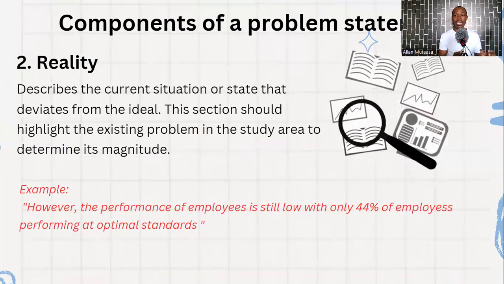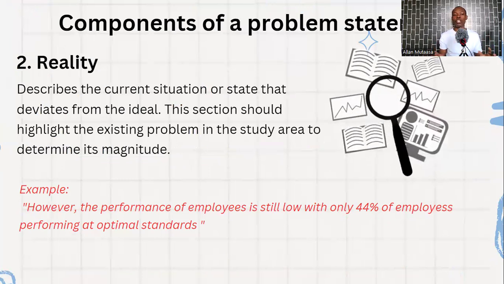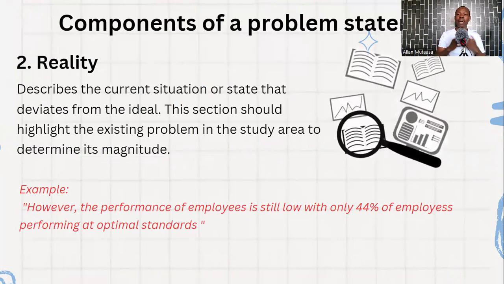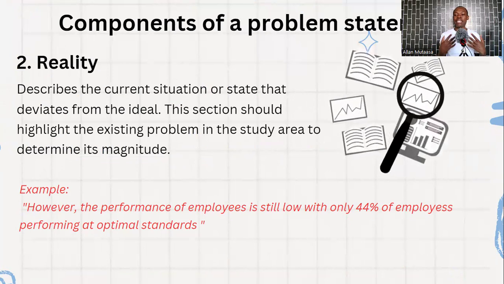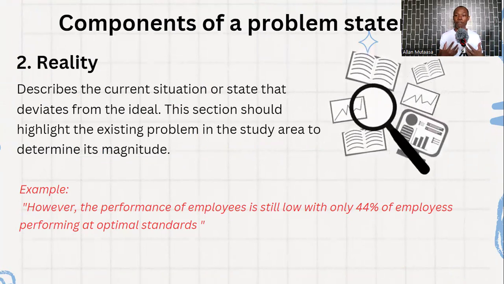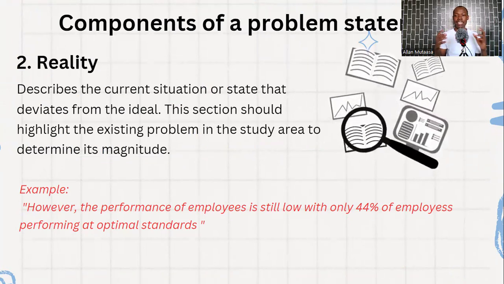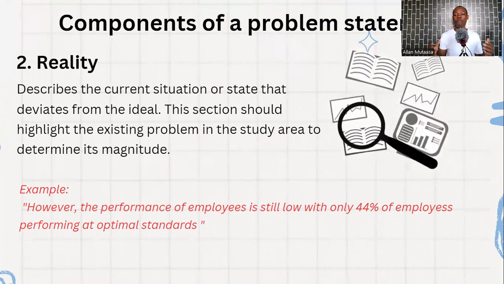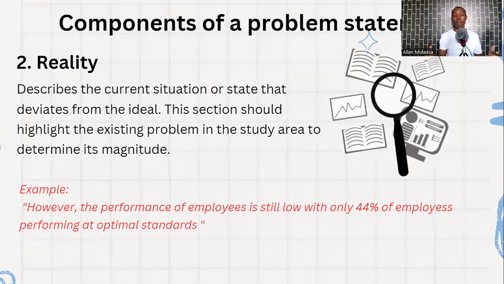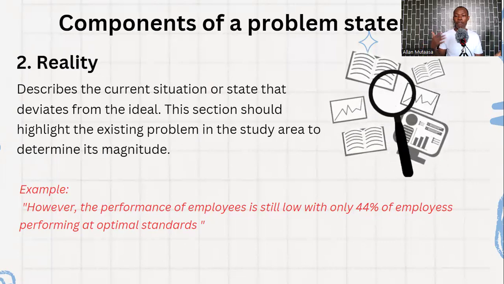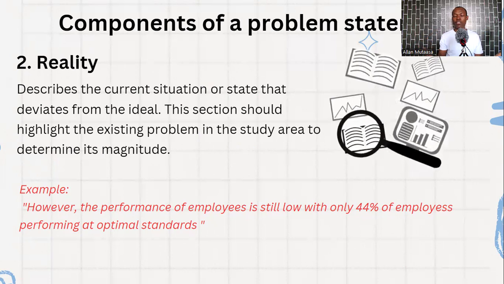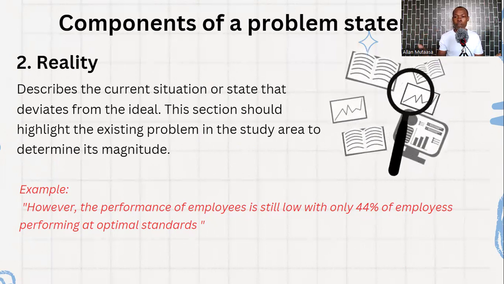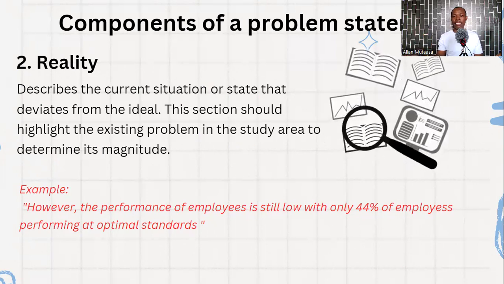Other people call this reality the problem. So we also want to write a single sentence that is describing our reality. And that is obtained from the current statistics that represent the reality. Okay? So take an example of our topic that we are working with, the impact of employee motivation on performance in public entities.